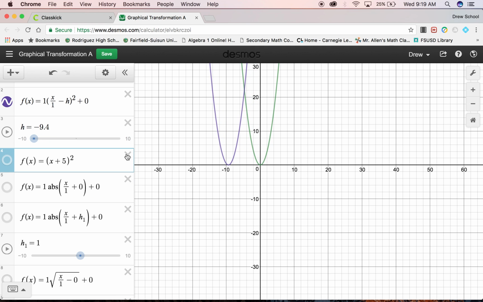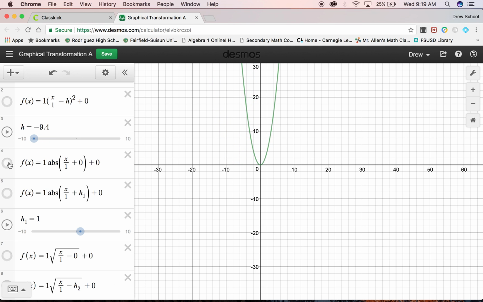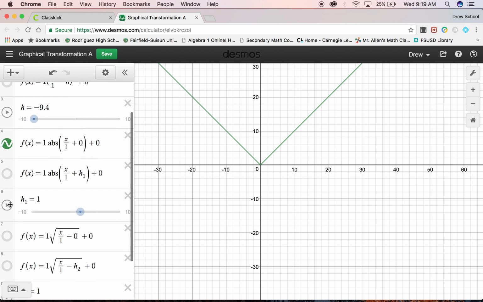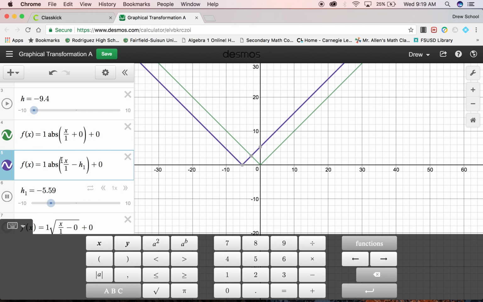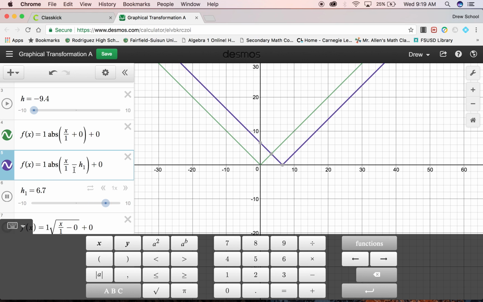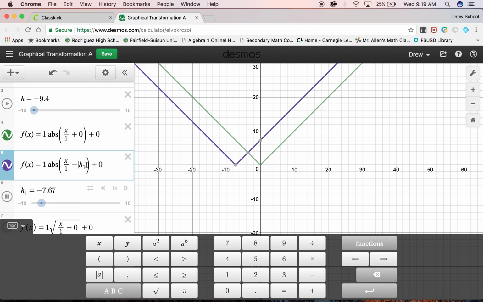Here we have the absolute value function. This is the mother function for the absolute value. And when we look at the graph again, the same thing happens. It moves to the left and to the right. When it's minus a positive number, it moves to the right. So minus a number, it moves to the right. Plus a number, it moves to the left.